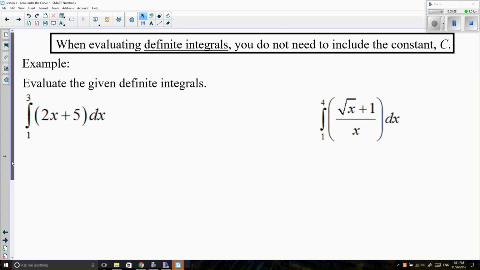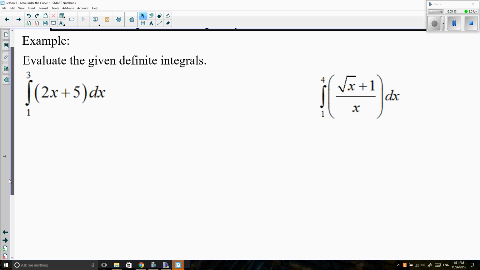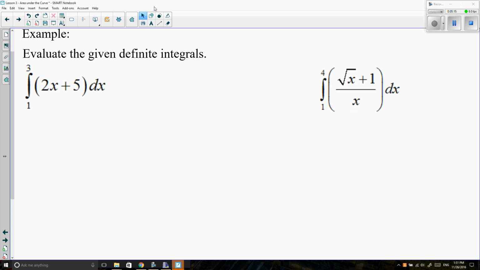Evaluate the given integrals. When evaluating, you don't need to actually find the value of C. So we don't have to worry about C here, because the C values end up canceling out when we actually do the calculation. So I'm actually going to show you the C value for this one here and why it doesn't apply.